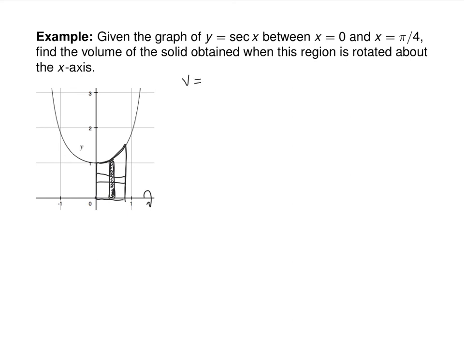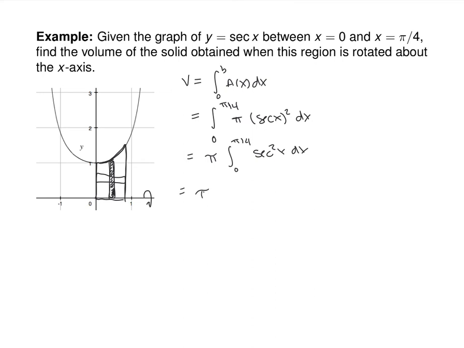our volume is an integral from a to b of the area of a slice. And our slice is a circle, so it's an integral from 0 to pi quarters of pi times the radius, secant squared, dx. So that's pi times the integral from 0 to pi quarters of secant squared x. Look, I chose my function carefully. What's the antiderivative of secant squared? Well, it's tangent.